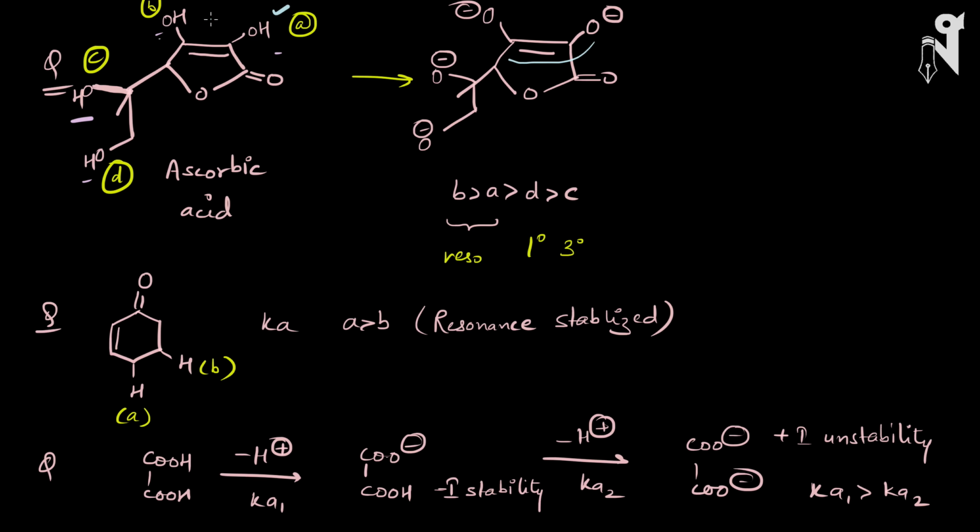Now look at B. B will do resonance from here to here, right? Look at the position C. If O minus has been removed from here, what kind of alkoxide is this? This is a tertiary alkoxide. And if I look at D, this is a primary alkoxide.